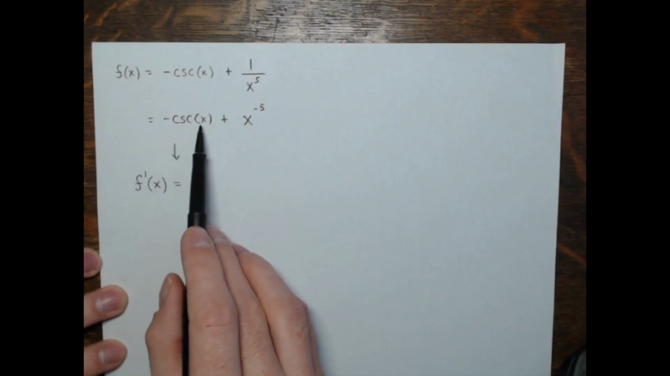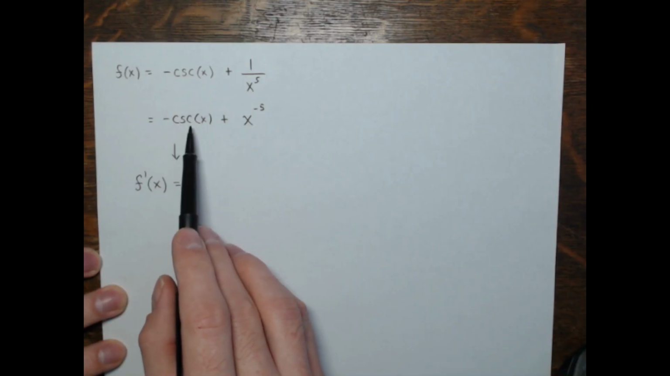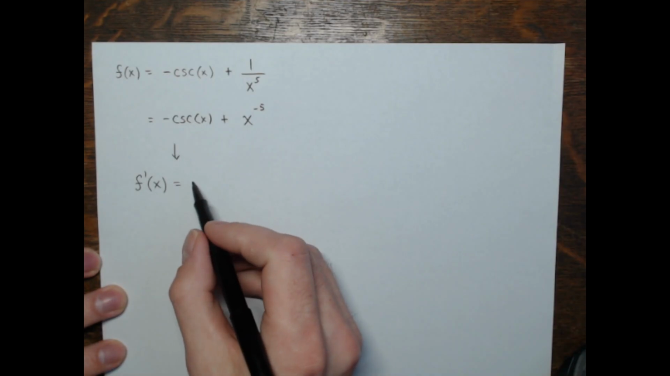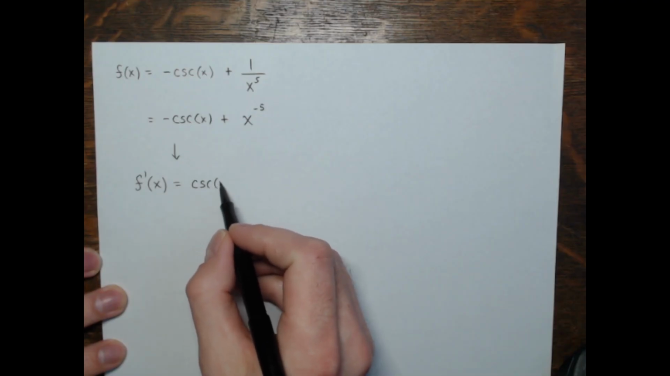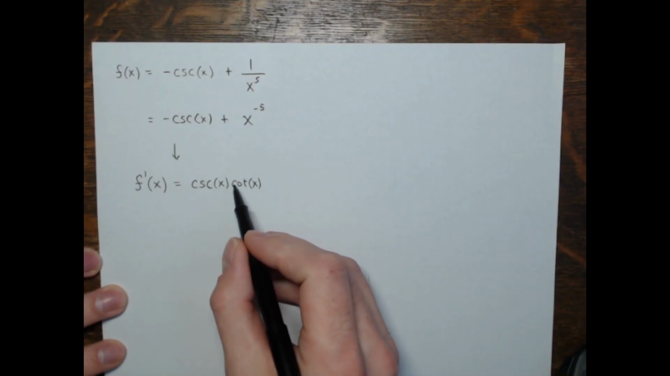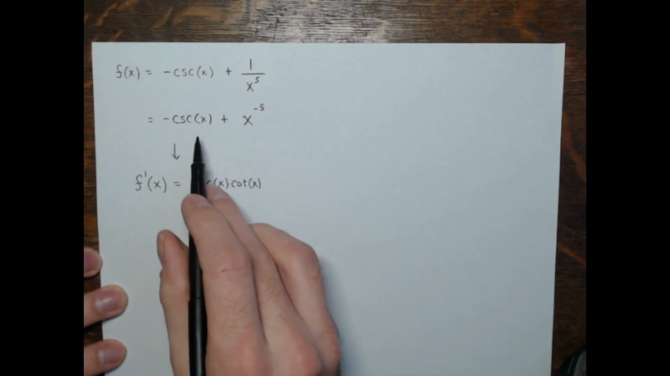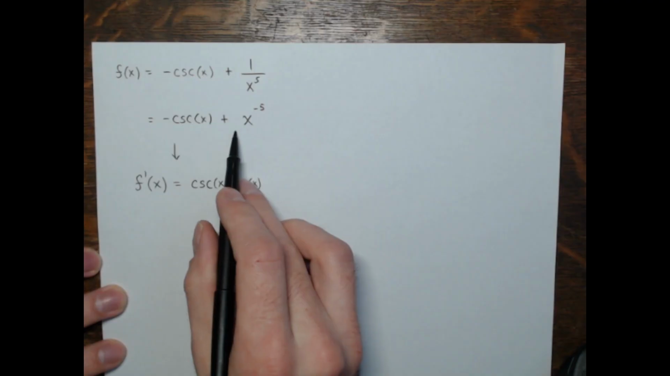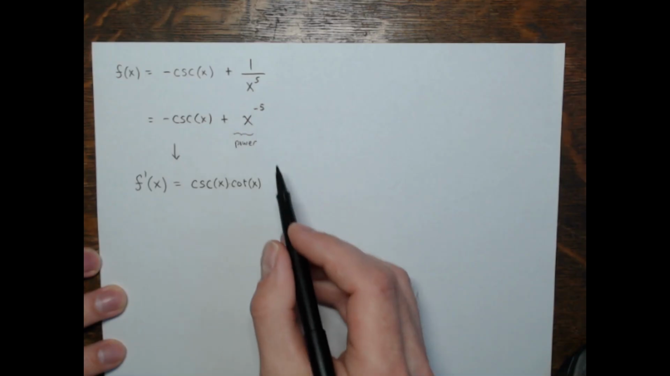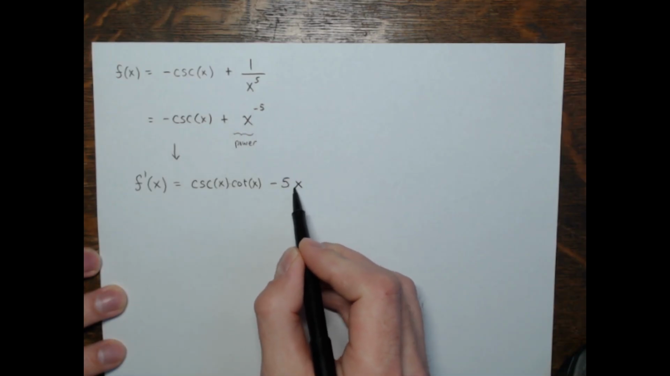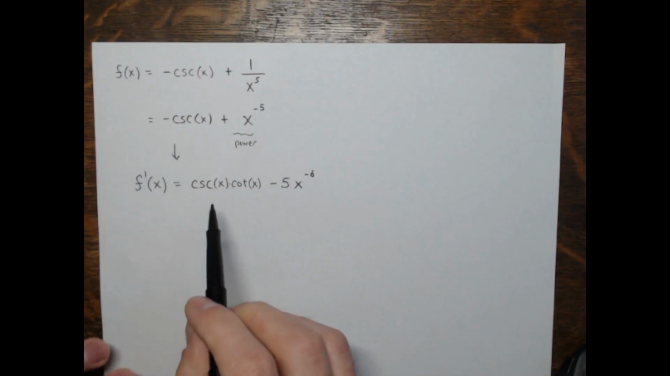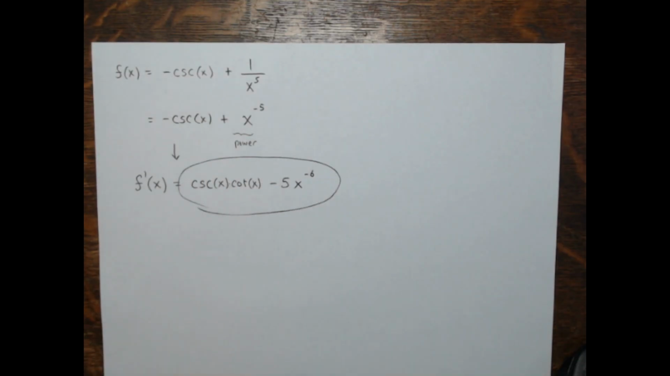So f prime is, so this is negative. Now remember the derivative of cosecant was negative cosecant cotangent. So you have negative negative in front, so it'll just be positive cosecant x times cotangent x, for the first term. And then here, just using the power rule, minus 5 times x to the negative 6. You lower the power by 1, subtract 1 from the power. And this is it. That's your derivative function, right?